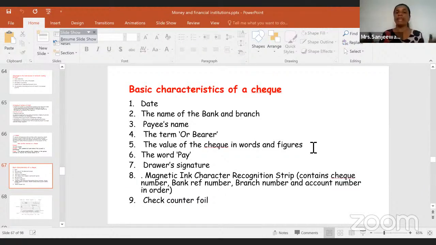There is a magnetic ink character recognition strip, right? Sometimes they ask what it contains. So this magnetic ink character recognition strip contains the check number, bank reference number, bank branch number, and account number. That is the order, okay? And there is a check counterfoil also. The counterfoil remains with you when you issue the check, so that you put all the details when you issue it. That's the evidence that you have, okay?